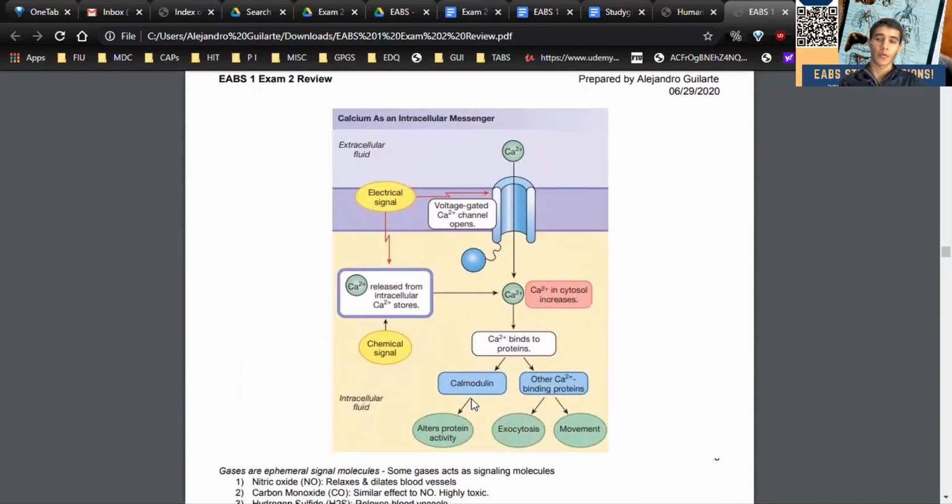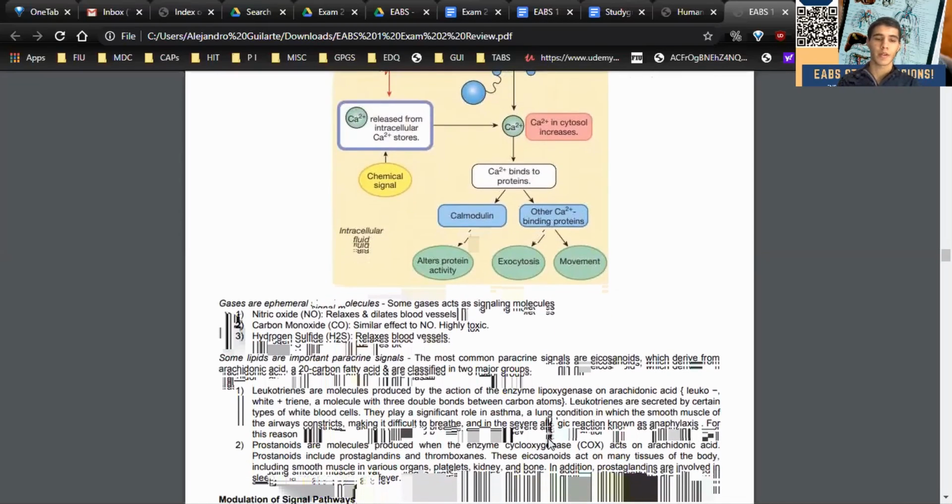Similar idea: in this case you would have a chemical messenger, calcium, which would bind to voltage gated channels, and then initiates a secondary messenger that binds to proteins that eventually initiates a response. Gases as well can be signaling molecules, the most common of them being nitric oxide, carbon monoxide, and hydrogen sulfide. These are generally used to relax and dilate blood vessels.